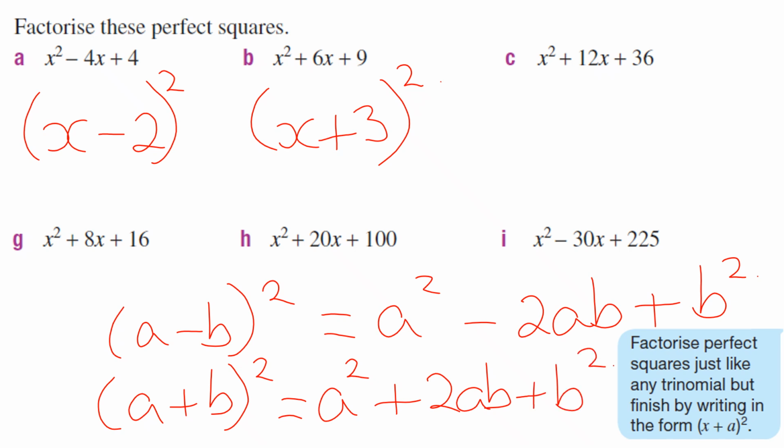C, we look and we go, this one here is a square number, and the square root of that times 2 is 12 here. It is also going to be a perfect square. So we've got x plus 6 all squared.